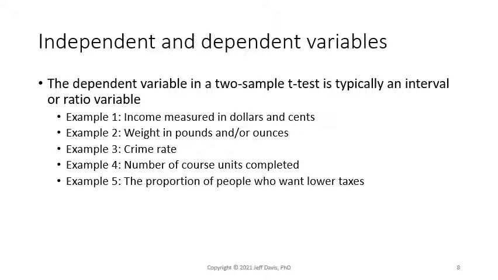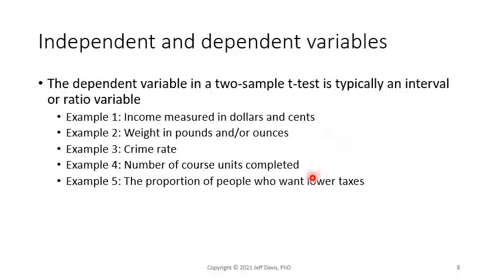All right. The dependent variable in a two-sample t-test is usually of the interval or ratio type. So here we have income again, but this time we're measuring it as a dependent variable. This time it's measured in dollars and cents, so it's not a categorical variable. Weight in pounds or ounces, the crime rate, number of course units completed, and so forth.